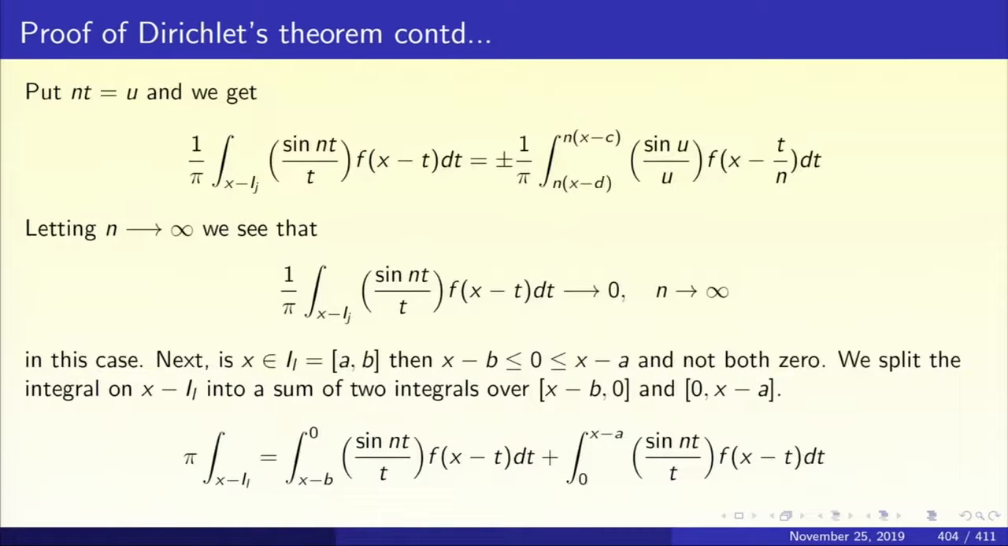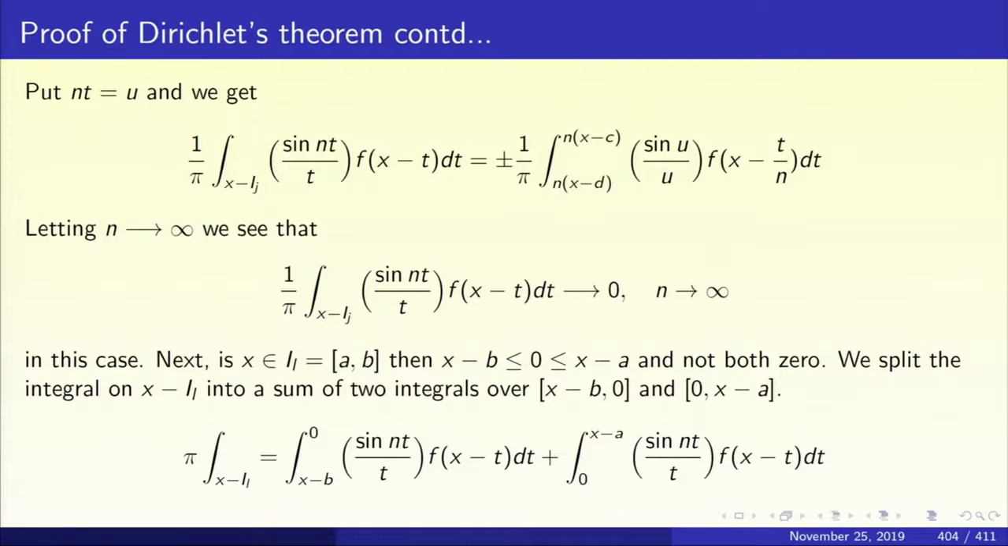We split the integral into two pieces, one from x minus b to 0 and one from 0 to x minus a. So it's pi times the integral over x minus I_l, equal to the integral from x minus b to 0 of sine nt by t times f of x minus t dt, plus the integral from 0 to x minus a of sine nt by t times f of x minus t.